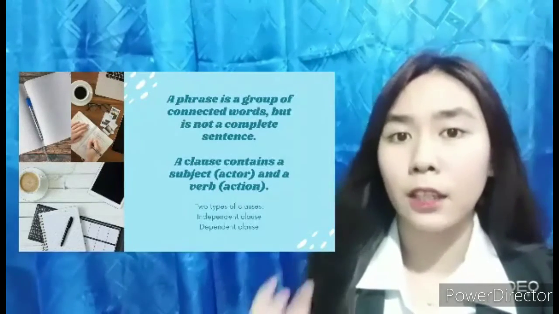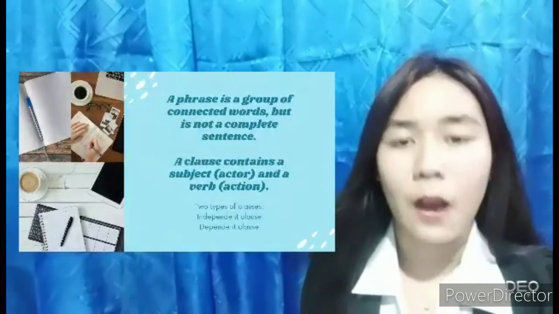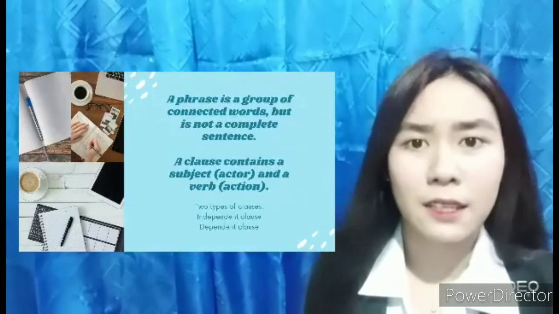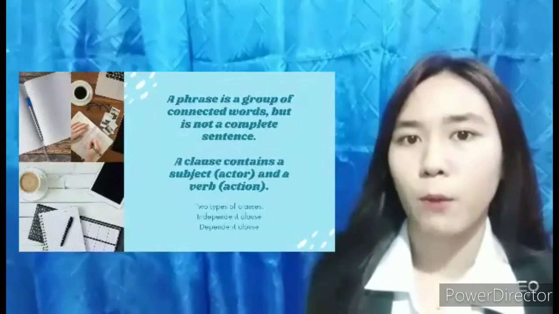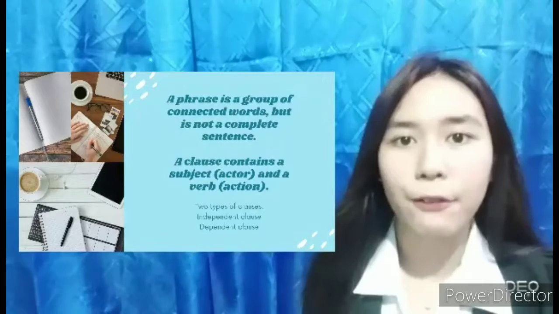An independent clause is a complete thought. It can stand alone as a complete sentence, while the dependent clause cannot stand alone as a complete sentence even though it may contain a subject and a verb. It begins with a subordinating conjunction like because, when, while, after, and many more.